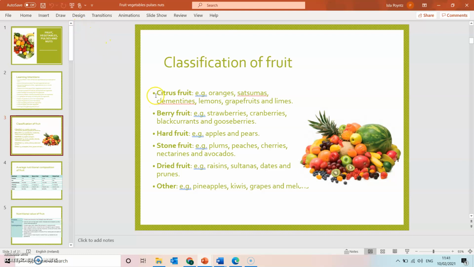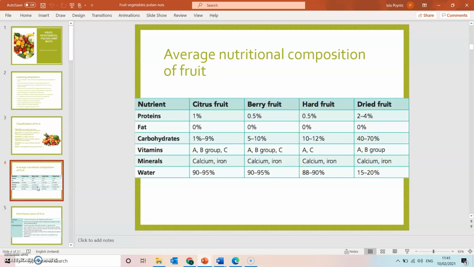So just watching here that you know the category of fruit and then that you're able to tell me a couple of examples. So citrus fruits have the segments. For example, lemons, grapefruits, oranges, limes. Berries are straightforward. Hard, apples and pears. Stone, obviously have a stone inside, like a plum or a peach. Dried and other.